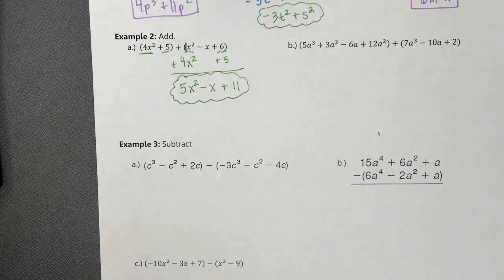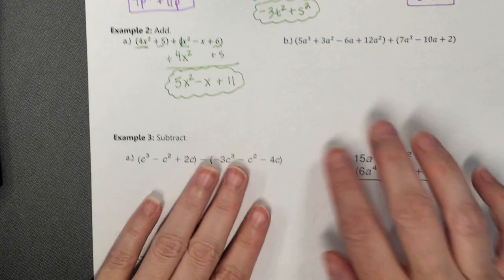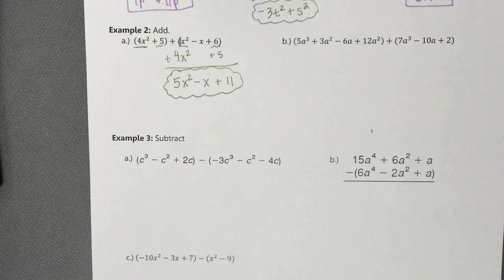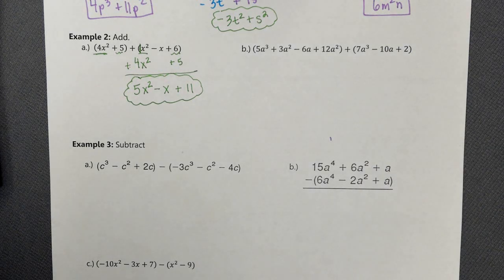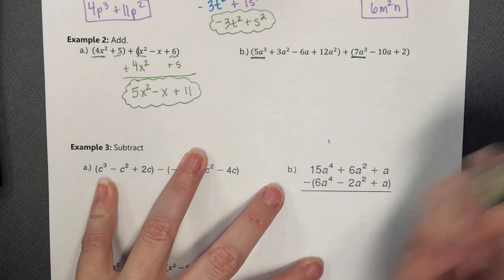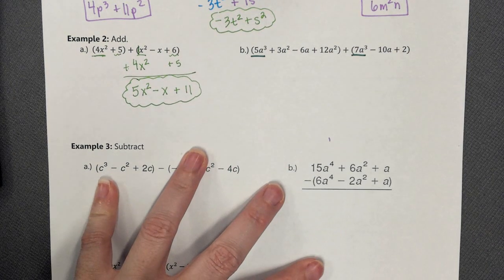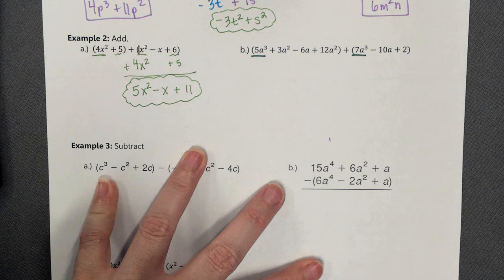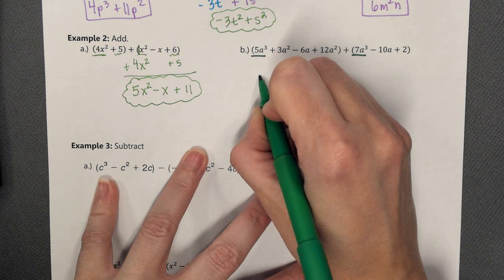Okay, now B has a lot of different terms. So what I like to do is pick the highest exponent first. What is our highest exponent here? What's the highest exponent that we see? Yes. So anything that has a to the third, I'm going to underline so that I can add those together. So 5a cubed and 7a cubed. I'm just going to do 5 plus 7. 5 plus 7 is 12.